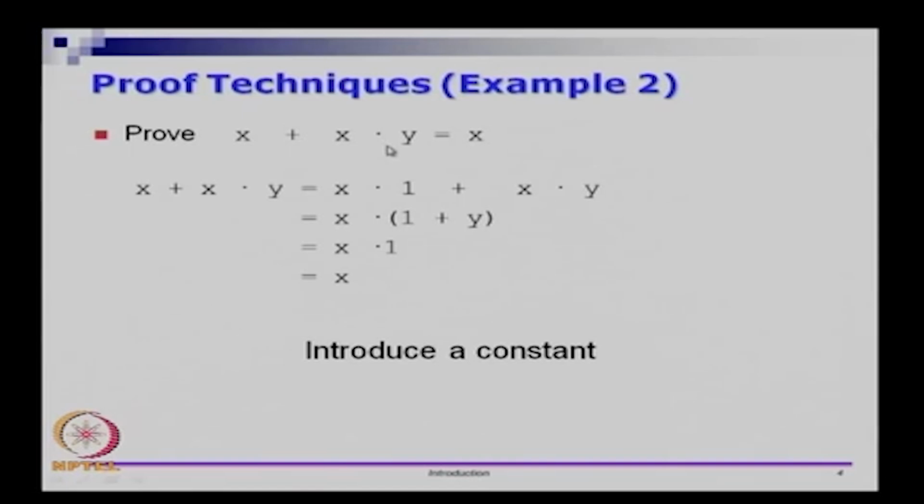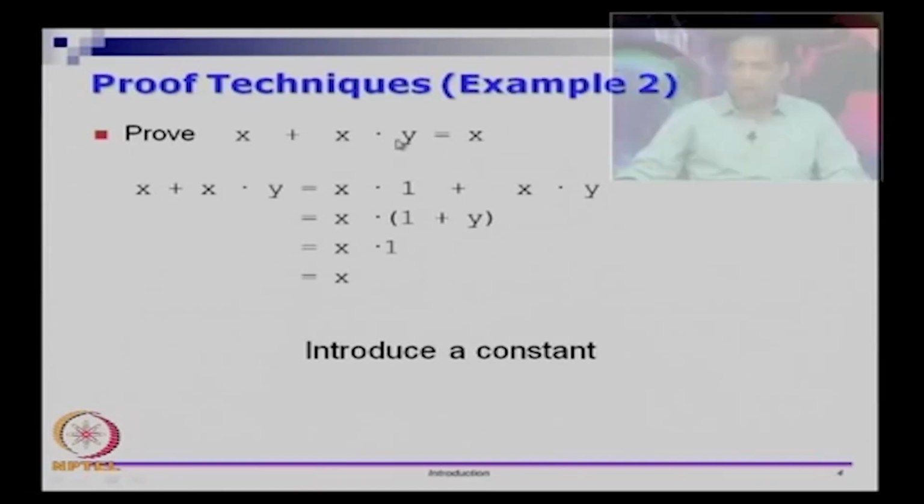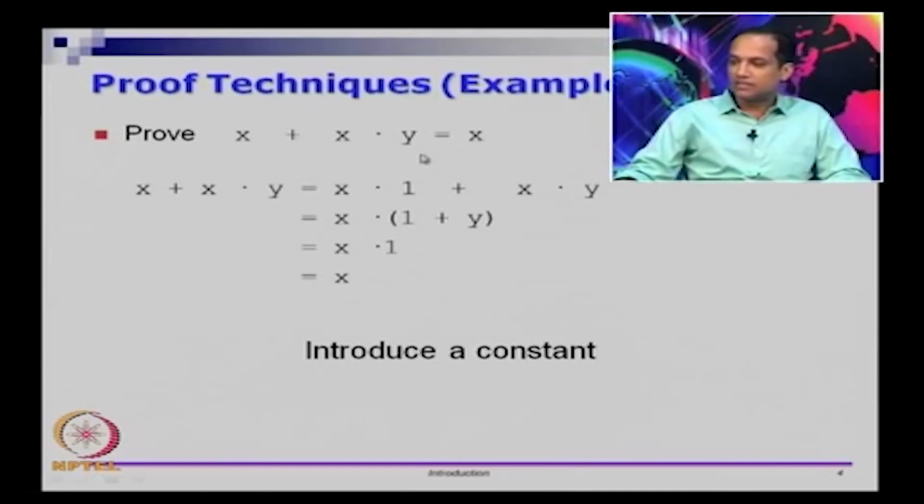This is actually called the absorption rule, x or x and y is x. So let us see how to prove this. Again we start from, in this case, the left hand side. One usual technique is to try and introduce a term, in this case x is ANDed with 1, sometimes you OR it with 0. Here we want to simplify x or x and y. If you introduce a term and 1, it does not change the value of the expression.